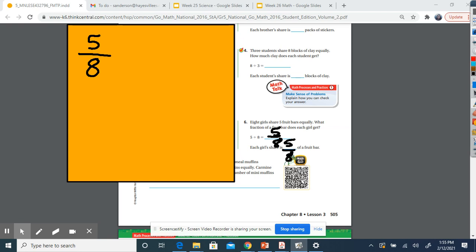So what you really need to remember is what is being shared over how many things or people are sharing it.